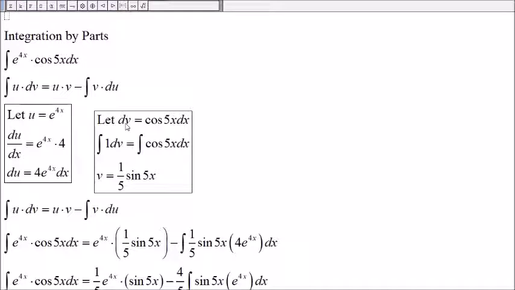And here we let dv be cosine of 5x dx, and then integrate both sides. Recall that if we just have the integral of cosine of x, then this will be sine of x. But here we have the integral of cosine of 5x. So we have to use the u substitution method and let u be 5x. And so that's how we end up with 1/5 sine of 5x.